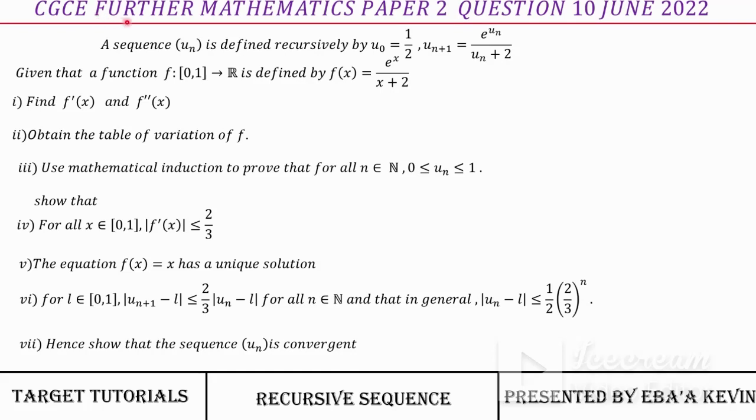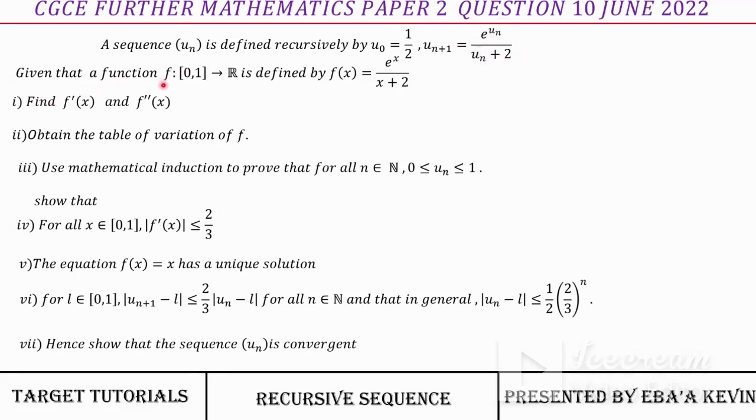We are going to be solving a Cameroon GCE Advanced Level Mathematics Paper 2, question 10. The question was on recursive sequence. The question reads: a sequence un is defined recursively by u0 equals a half, un plus 1 equals e to the un divided by un plus 2.